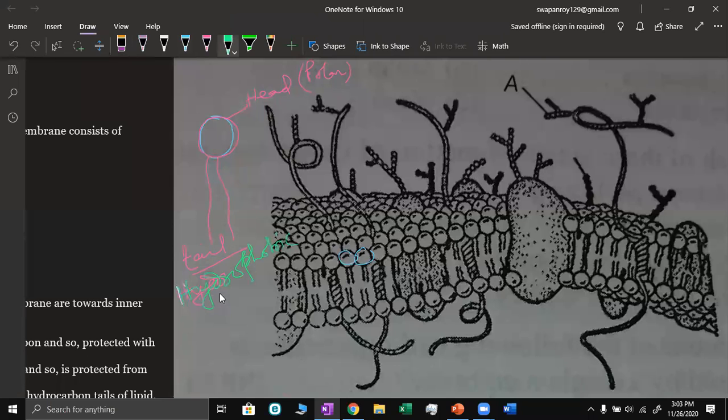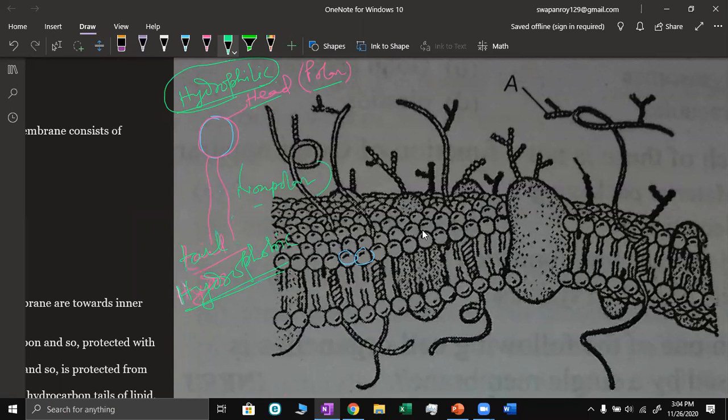Hydrophobic tail and hydrophilic head. This head, this is the polar head, it is hydrophilic, so it has affinity for the water. And this tail, it is non-polar, it is hydrophobic and called the tail. There are two tails.